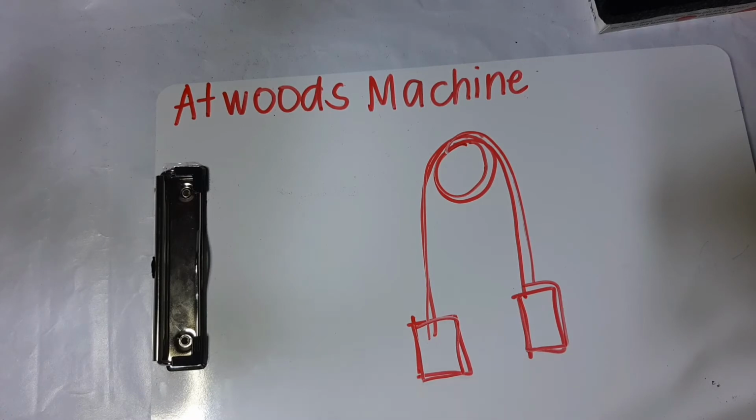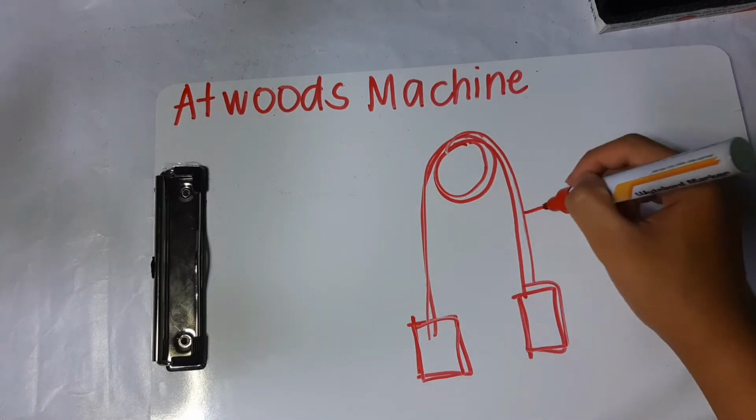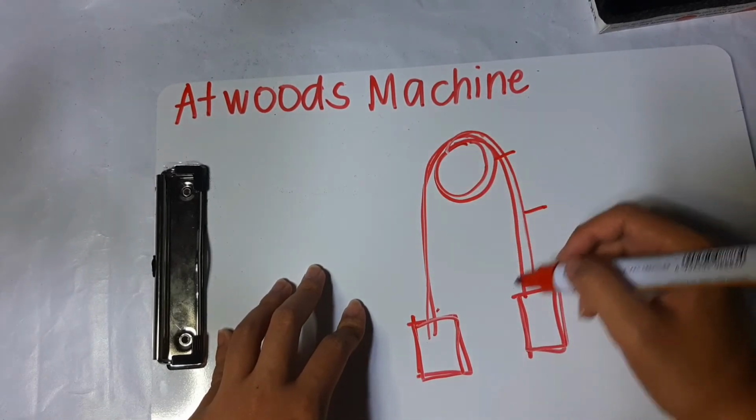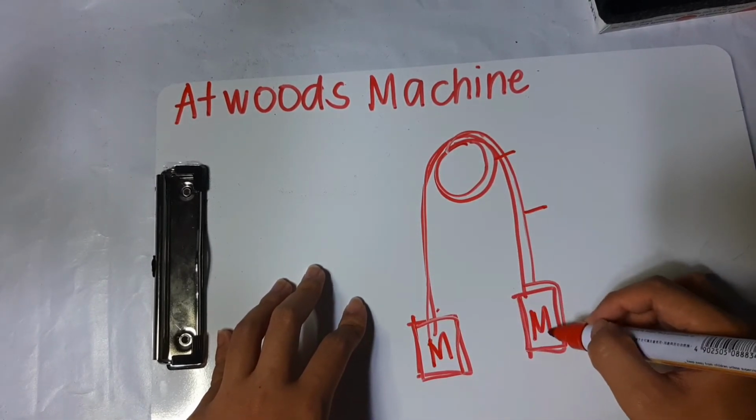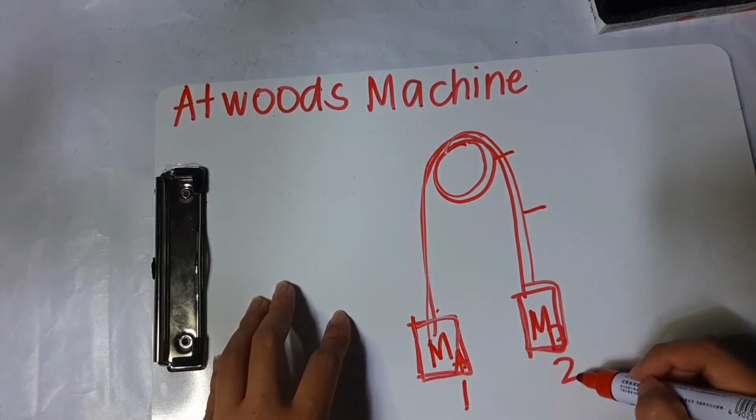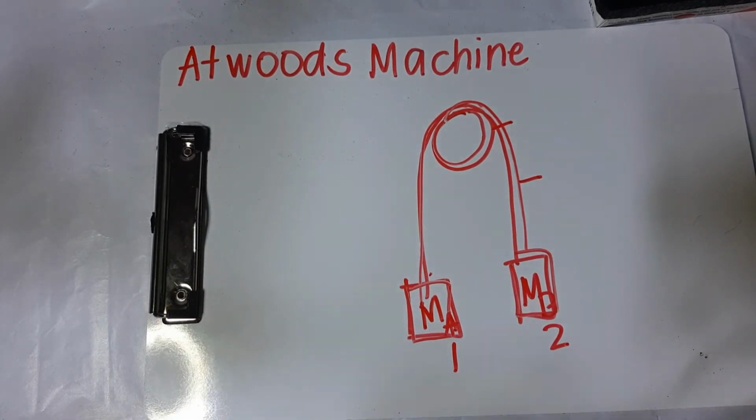Keys to solving Atwood machine problems are recognizing that the force transmitted by a string or rope, known as the tension, is constant throughout the string, and choosing a consistent direction as positive. So that's the definition of our Atwood machine. You have the pulley, the string, and the system of masses. Let's name our masses A and B, or 1 and 2. It depends on the problem. Basta merong mass 1 at mass 2.